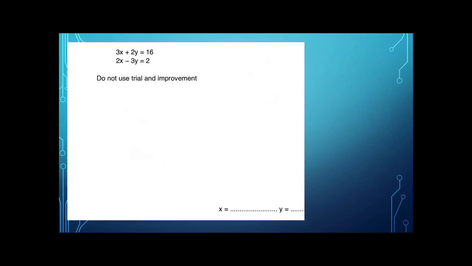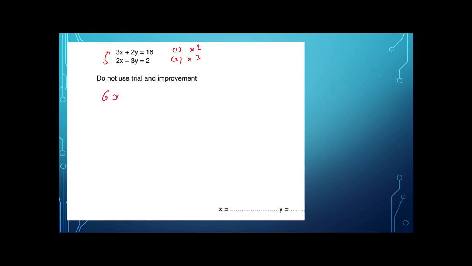Okay, this is probably one of the most tricky types, in that we're going to have to multiply both equations by something. So I'm going to make both of those equal 6x. So I need to multiply this one by 2 and this one by 3. So I'm going to multiply the first equation by 2 throughout.